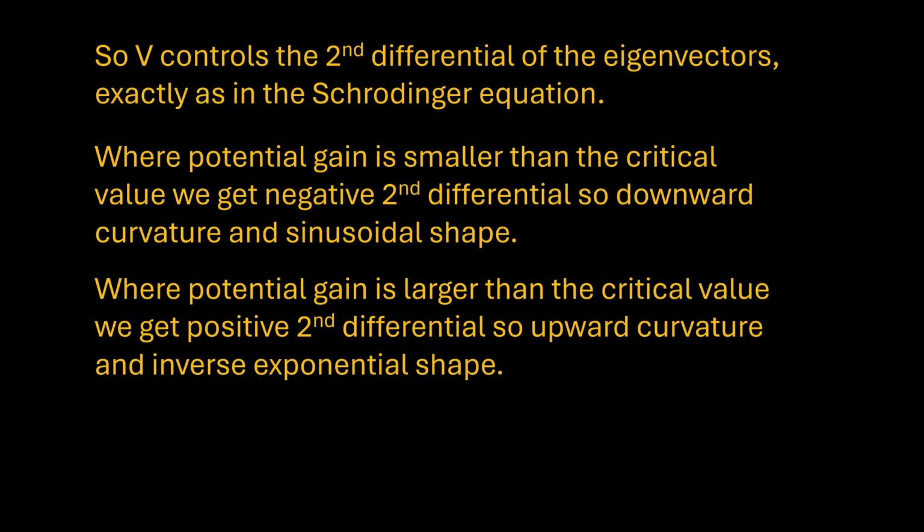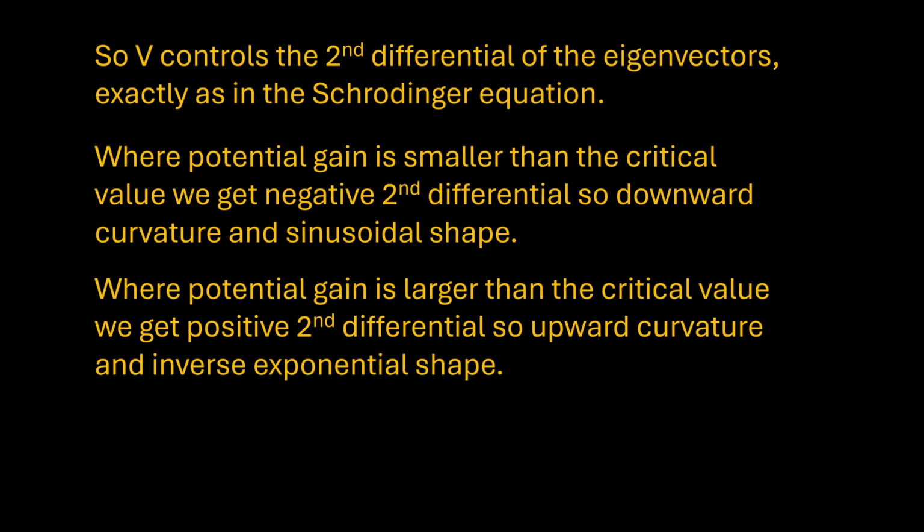Of course, we can't have any old upward curvature because that would lead to the structure exploding. We are restricted to an inverse exponential shape, which has positive second differential, but which asymptotically approaches zero. So the link between the solutions to Schrodinger equation and the real wave quantum mechanics solutions is in fact quite intuitive as well as being mathematically demonstrable.